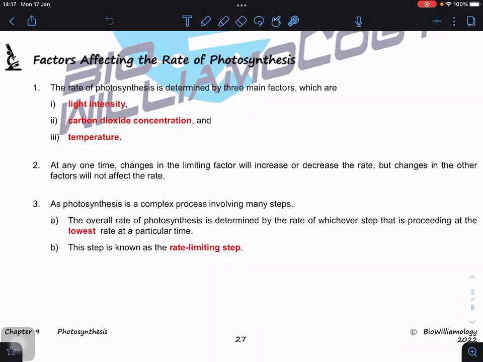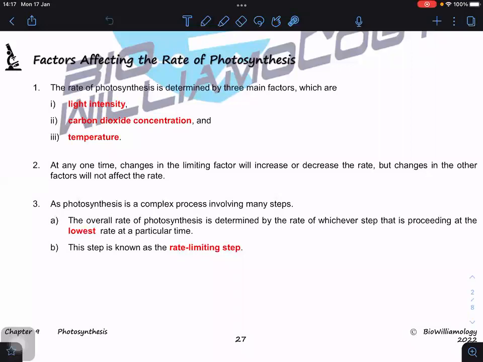Okay. So at any one time, when talking about the limiting factor, the understanding is very, very crucial. When we change, for example, light intensity, carbon dioxide concentration, and temperature, if you suspect that light intensity is a limiting factor, what we're going to do is increase the light intensity. Are you clear? If we increase the light intensity and you show that there's an increase in the rate of reactions, then we confirm light intensity is a limiting factor. This is the general way we find out which factor is a limiting factor.